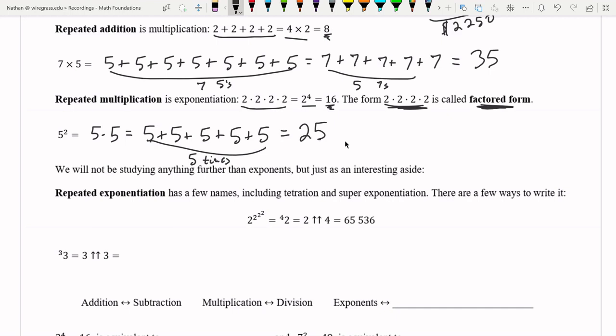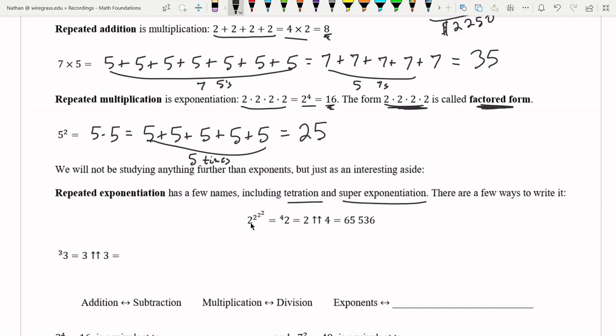Now, we're not going to actually study repeated exponentiation, but I think it's just interesting to see because it's not something that you usually see. It actually has a few names because it's not quite fully established what exactly people use. But you could have tetration or super exponentiation. And there's a few notations of actually writing it.